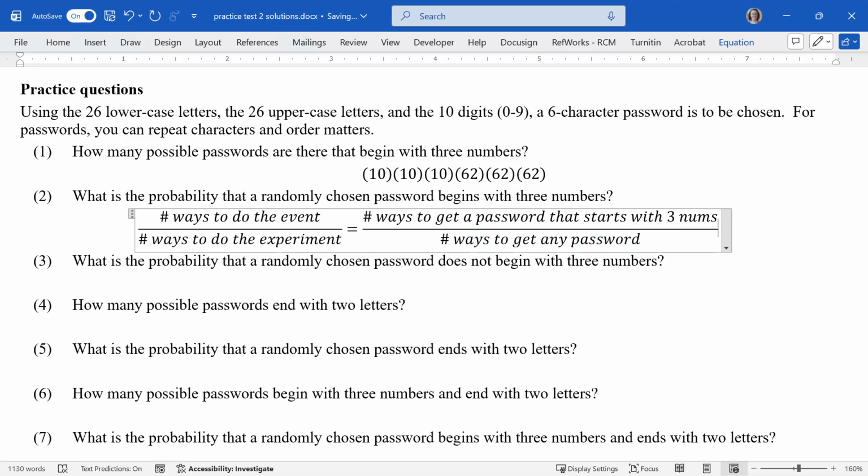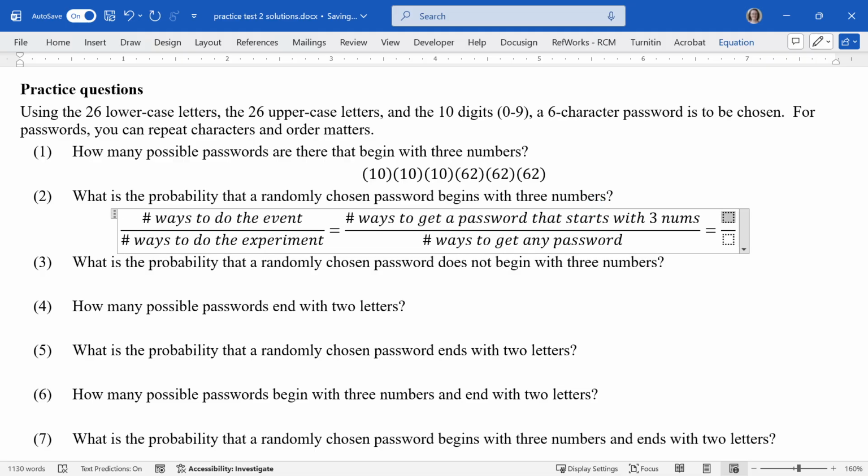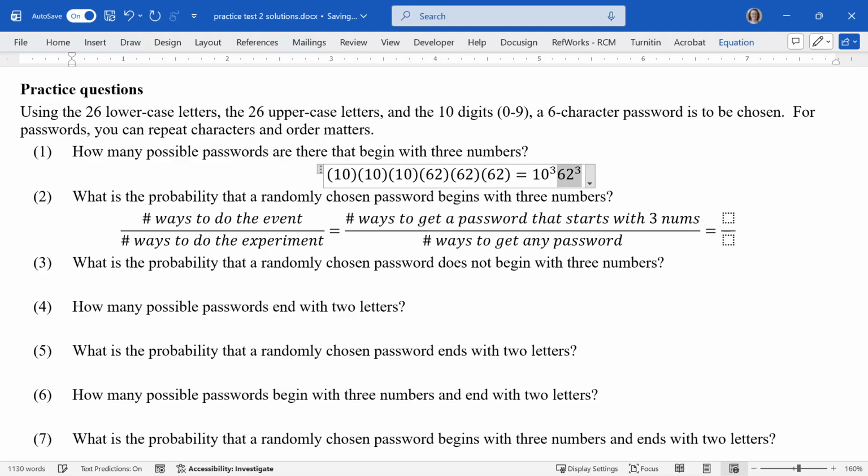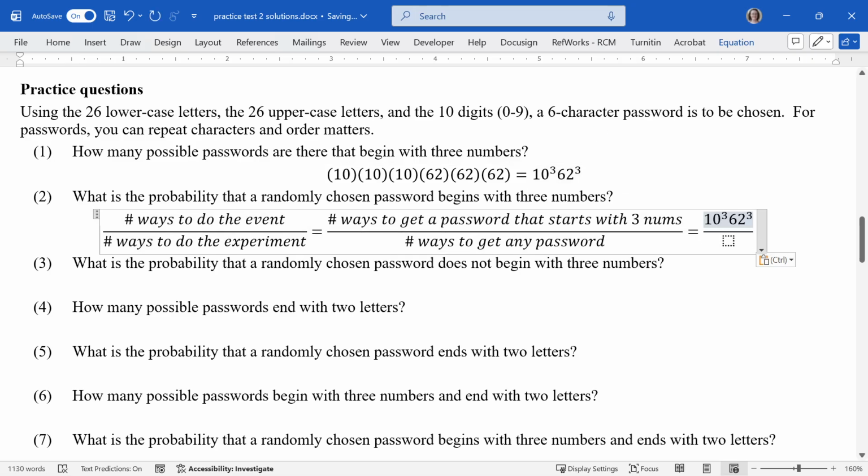Okay, so on the top, I'm going to have my answer from the last question, 10, 10, 10, 62, 62, 62. By the way, you can abbreviate that as 10 to the third times 62 to the third if you want to. So that's going to go on the top. Now what's going to go on the bottom? I need to put the number of ways to get just any password. So without any particular properties.